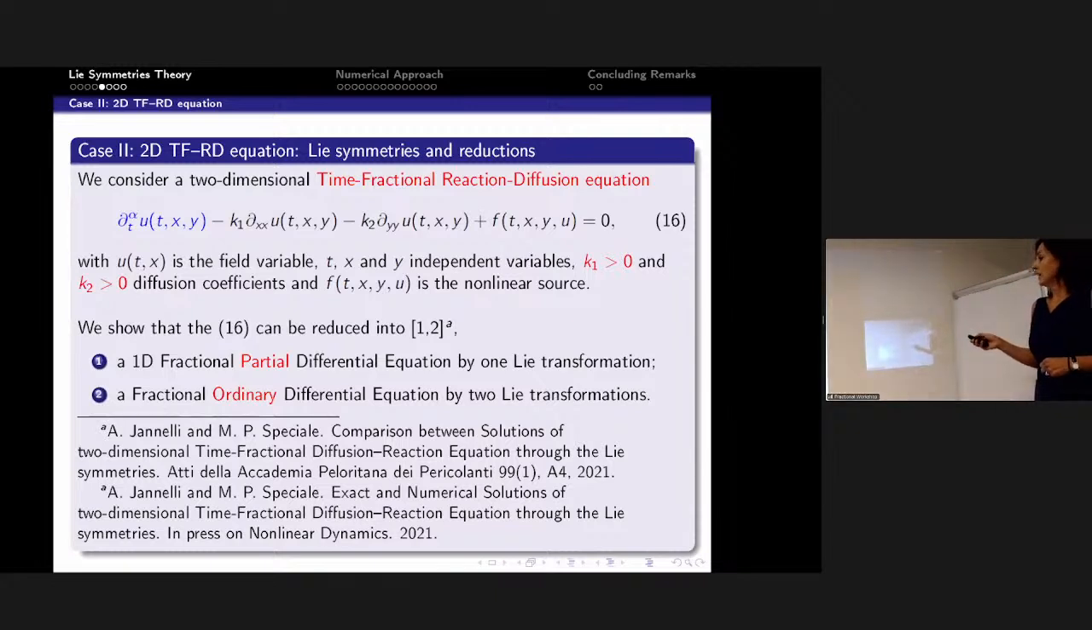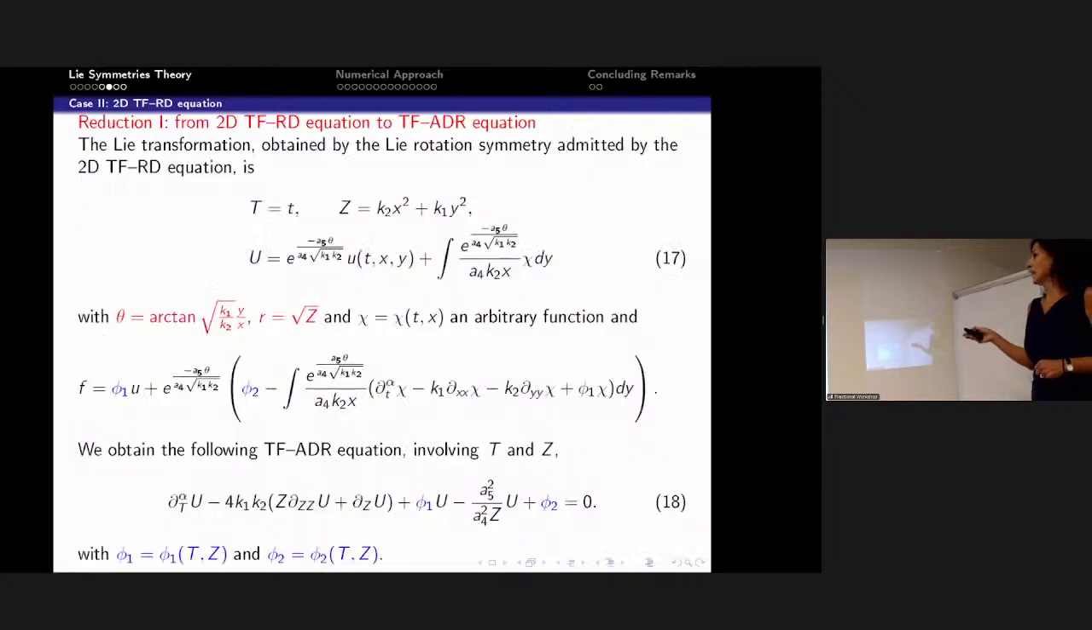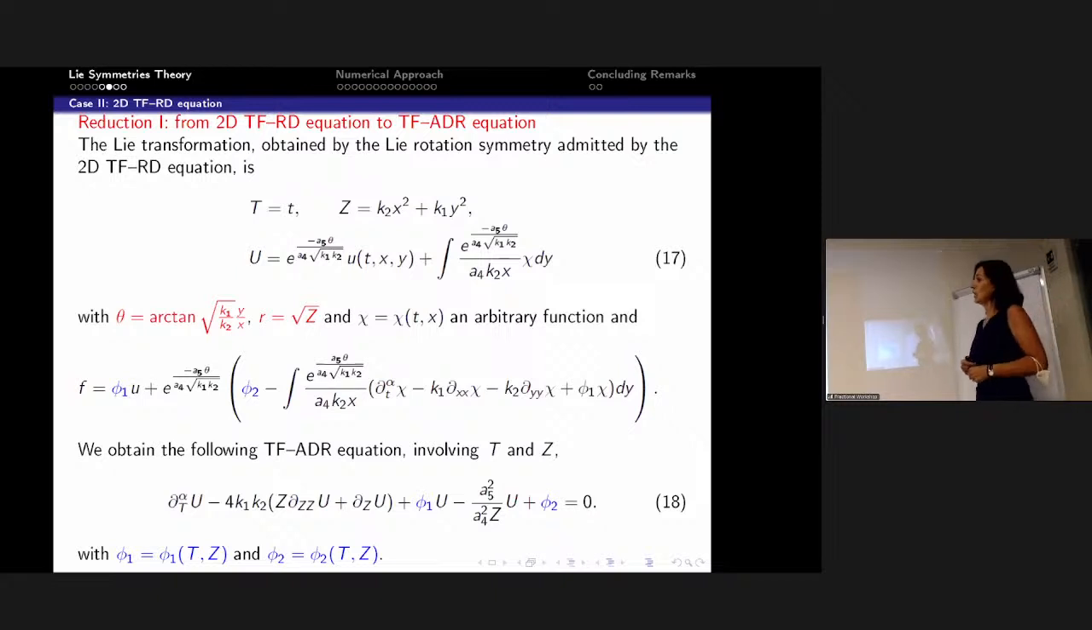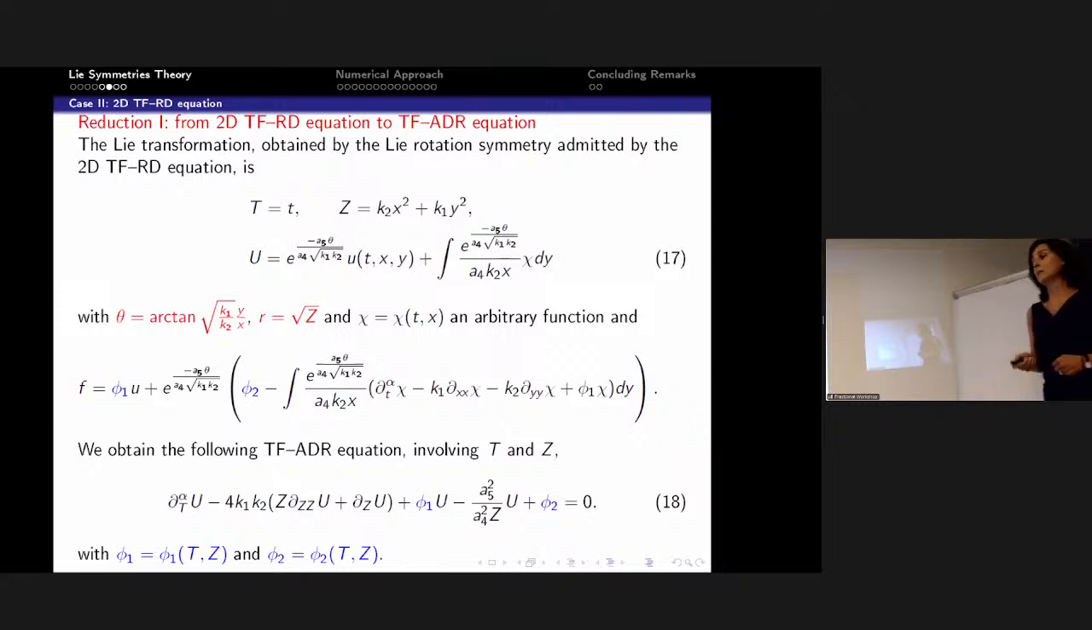I start by showing you how to map the equation under study into a fractional partial differential equation. I don't report more details on the Lie symmetry theory, but only the transformation number 17 that allows us to map the equation under study into a new fractional partial differential equation. In this case, we obtain an equation of kind ADR, the advection-diffusion-reaction model.